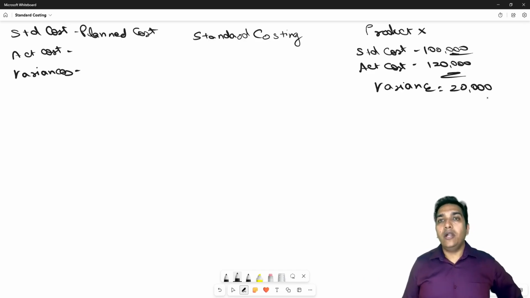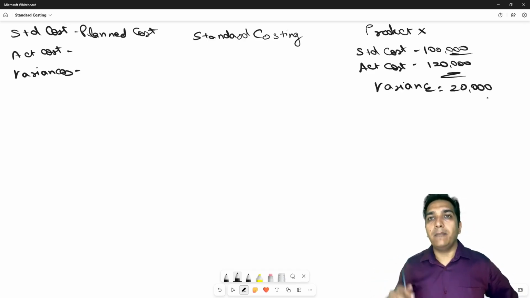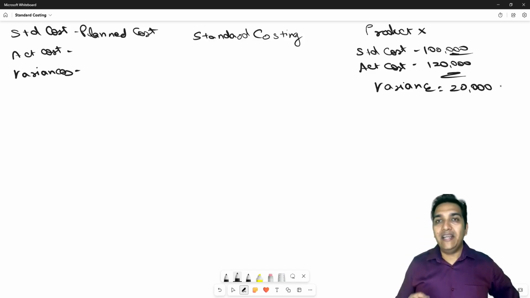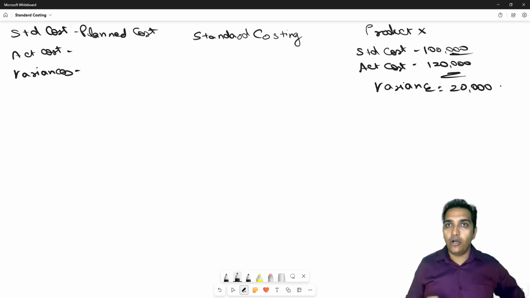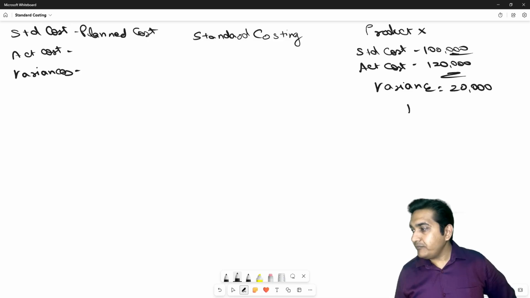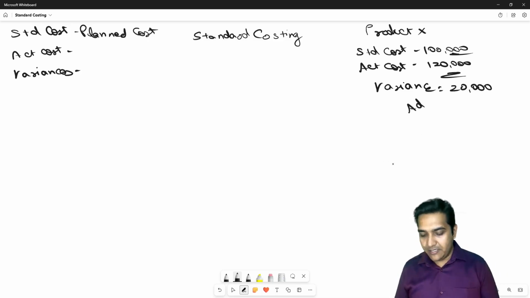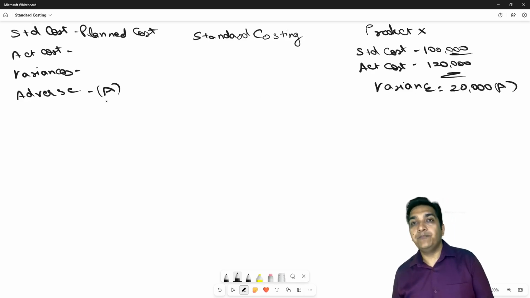So we do not use the plus or minus sign here. If 20,000 is an excess expenditure, that is, if my actual cost is more than my standard cost, we call it adverse. And to denote adverse, we use A in brackets.